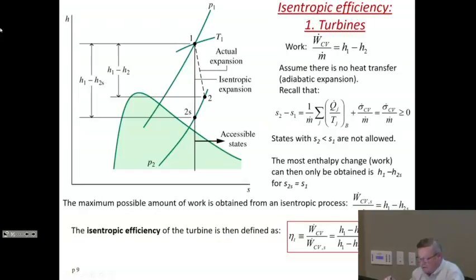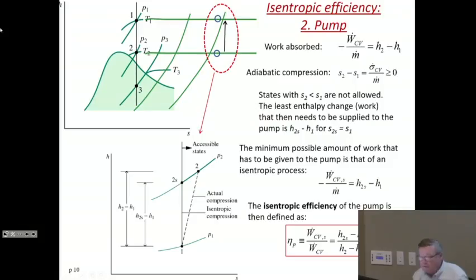So the maximum possible amount of work is actually H1 minus H2s, but you have to correct that for the efficiency. So the real work that you get over the work that you would fictitiously get if the machine were isentropic is H1 minus H2, which is your real work, over H1 minus H2s, which is fictitious work if the machine were perfect. Now, this sounds complicated. That's why we will develop a series of recipes to tell you how exactly to do this. But let me do the same exact thing with a pump, because it's the reverse.